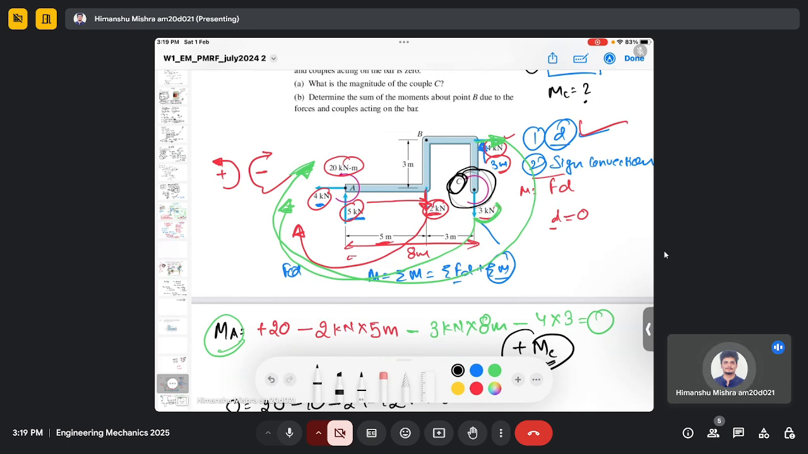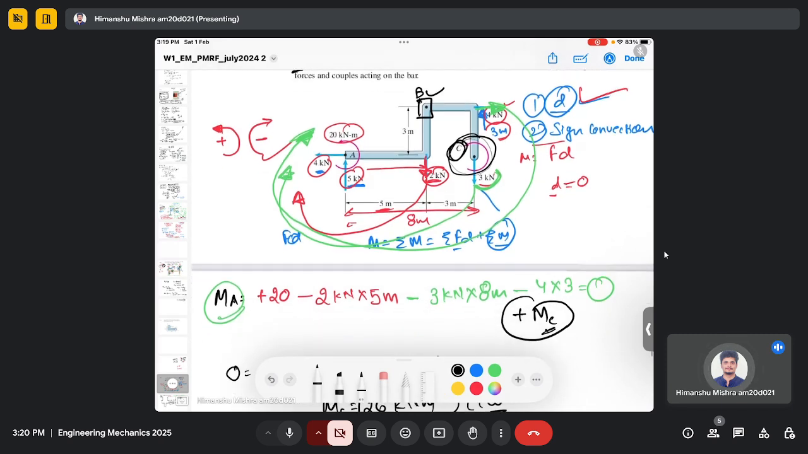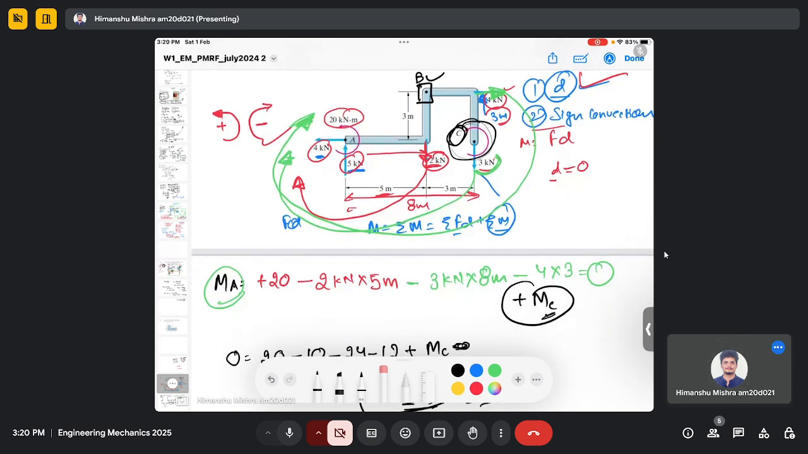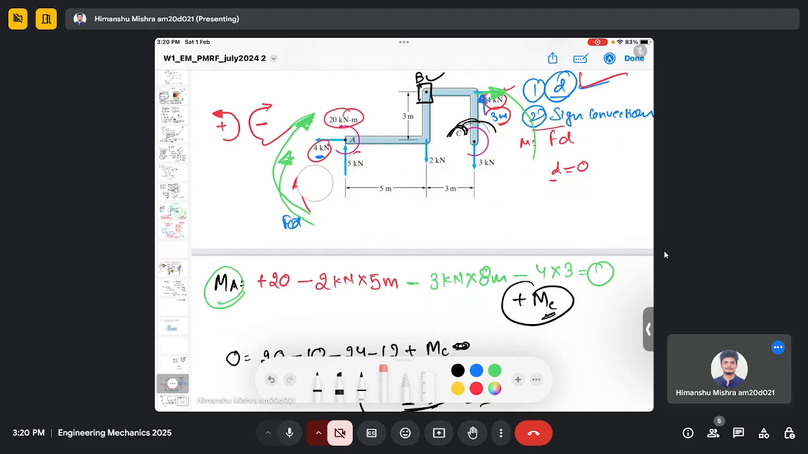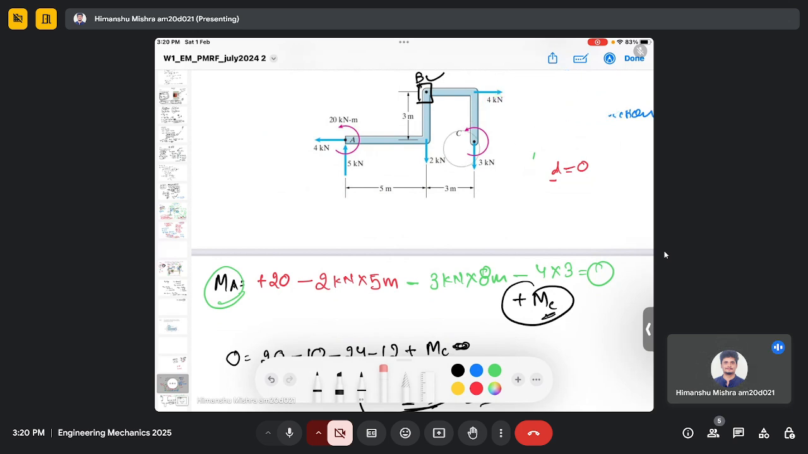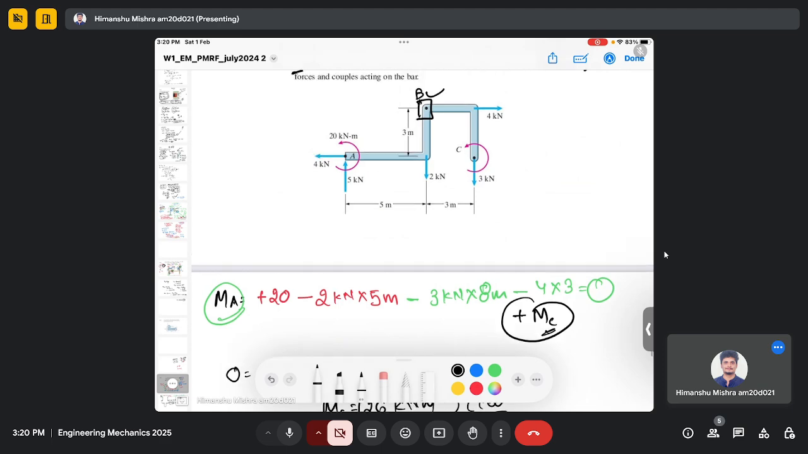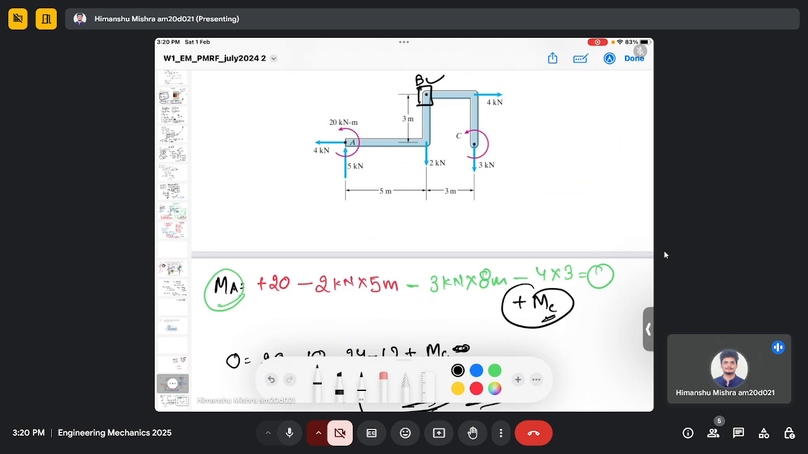Now in the second part of the question, we need to find the movement at point B. So let's try to calculate the movement at point B here. And we already know the movement at C, so we will also consider the movement at point C. Right, so again, we will repeat the exercise.